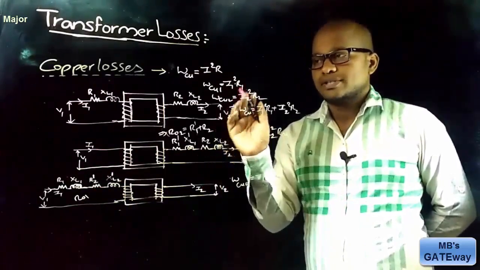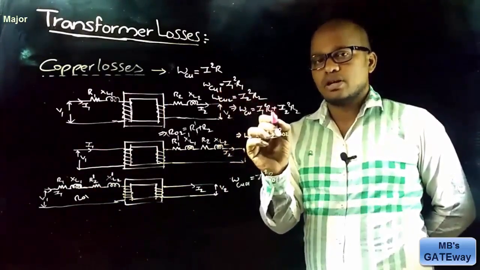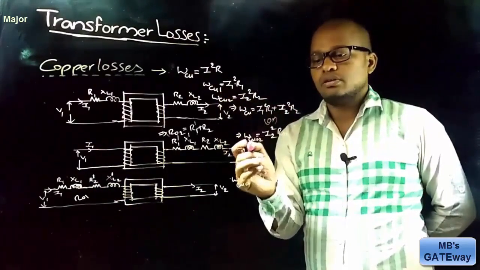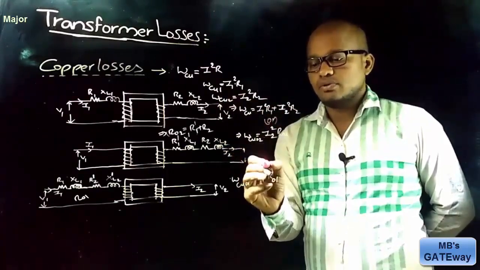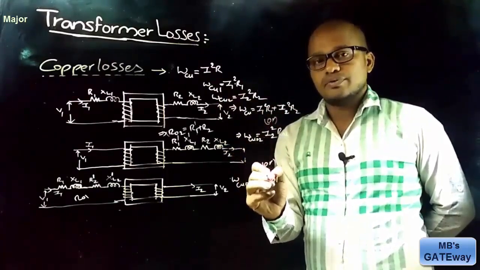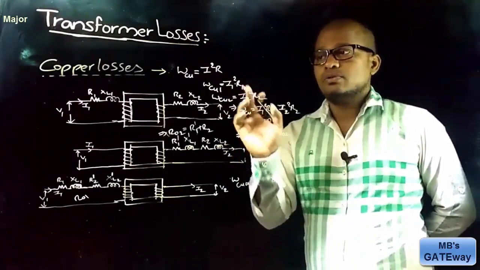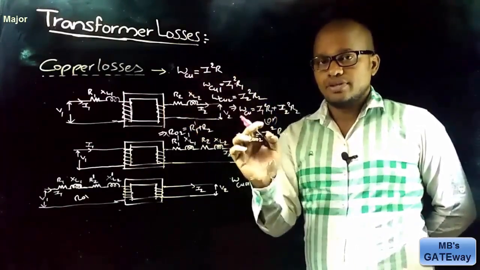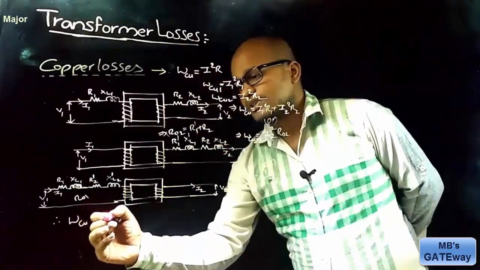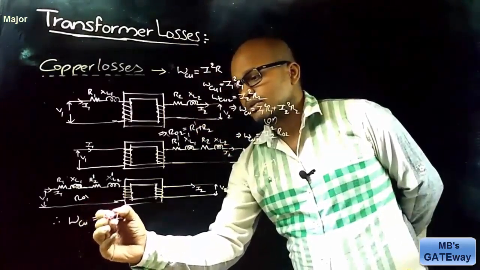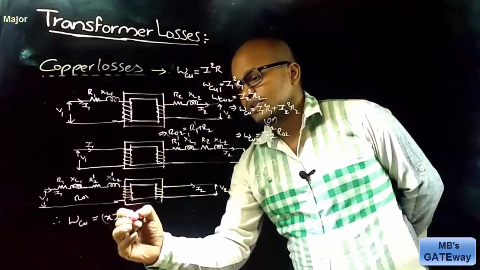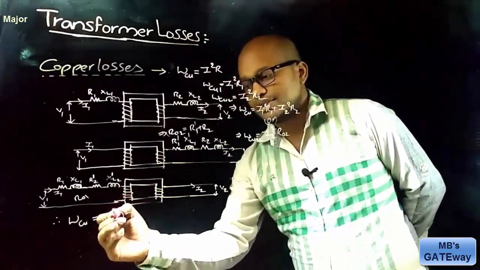Therefore, the total copper losses in a transformer is equal to I1 square R1 plus I2 square R2, or I2 square R02, or I1 square R01. And it is known that with respect to load, current will vary. So with respect to load, copper loss also varies. Therefore, copper loss is represented as X into I whole square into R, where X represents the loading.